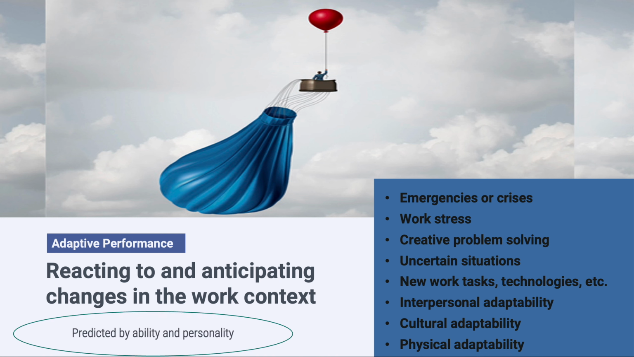So adaptive performance is going to be predicted mainly by ability and personality. There are definitely going to be some ability factors here that determine whether or not somebody is even able to adapt, but then also personality. Individuals that have uncertainty avoidance, right? They don't like to be in uncertain situations. Individuals that are low in openness to experience are generally going to be less likely to show adaptive performance versus individuals that are highly open to change, that are comfortable with uncertainty. They're more likely to rise to the occasion when these situations come up.